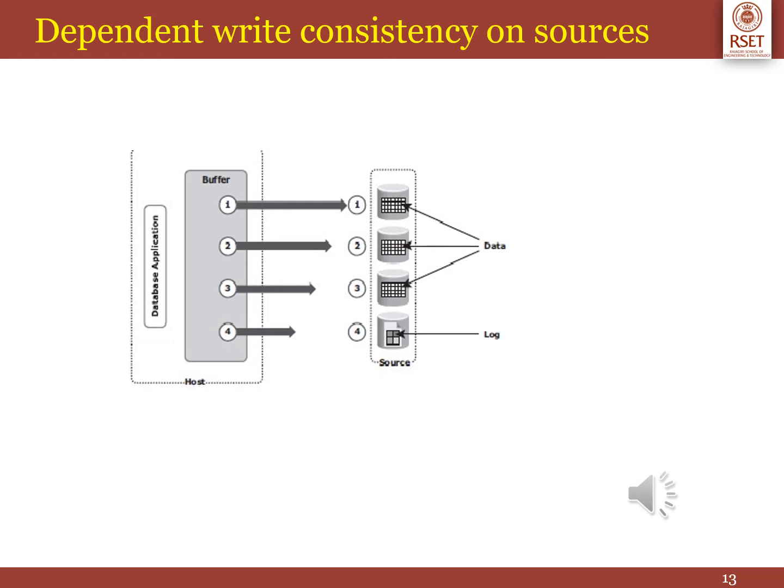Input outputs 1 to 4 must complete in order for the transaction to be considered completed. Input output 4 is dependent upon input output 3 and will occur only when input output 3 is complete. Input output 3 is dependent on input output 2, which in turn depends upon input output 1. Each input output completes only after the completion of the previous input outputs.